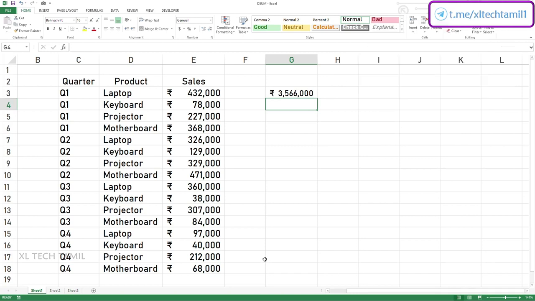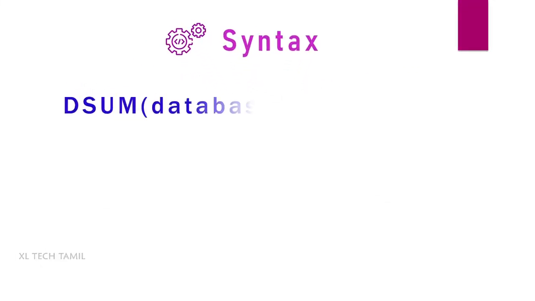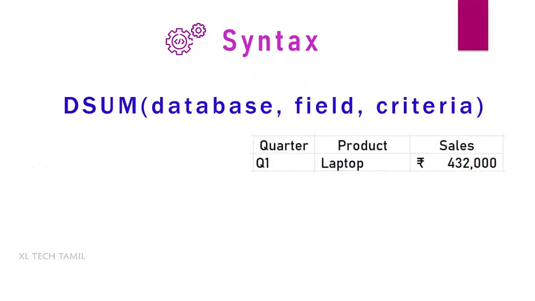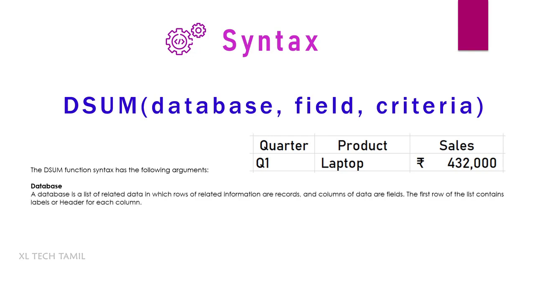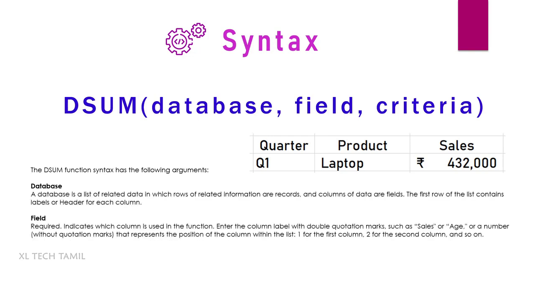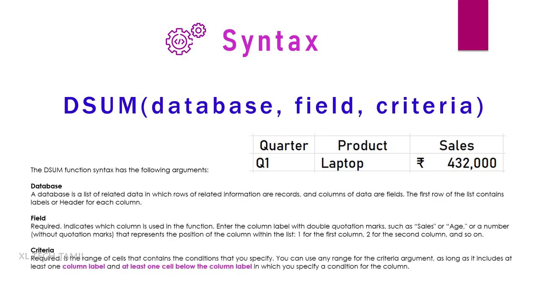The syntax for DSUM is type equal to DSUM open bracket, database, select your entire database with the header, comma, field, which field you want to calculate, comma, criteria. So your criteria you need to select. You can select multiple criteria, but the minimum you need to give one criteria to use a DSUM function. Once you select everything, hit enter, you will get the output for your criteria.